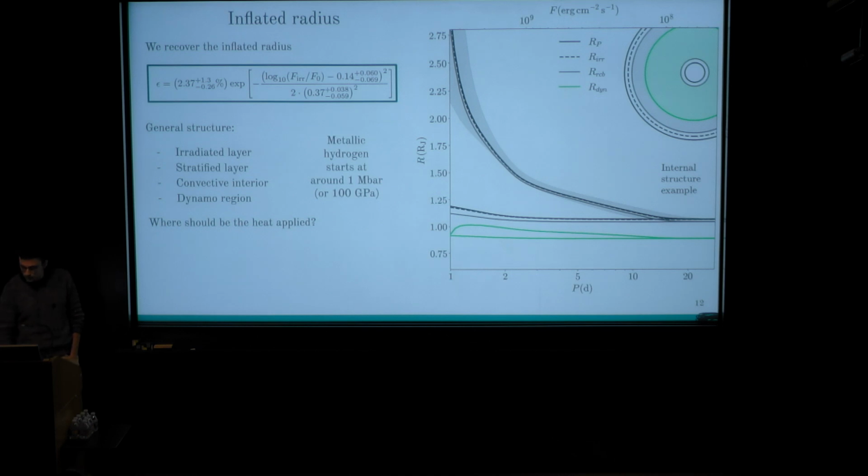So here I will explain the interior structure of a typical planet. You have the planetary radius followed by the irradiation layer. That's where irradiation stops. It depends on the opacity. And then you have the radiative-convective boundary, below which all the planet is convective. And there's another thing which I'm calling the dynamo region, which doesn't come from MESA. Actually, I'm associating it with where the pressure reaches 1 megabar, which is where hydrogen goes from molecular to metallic.